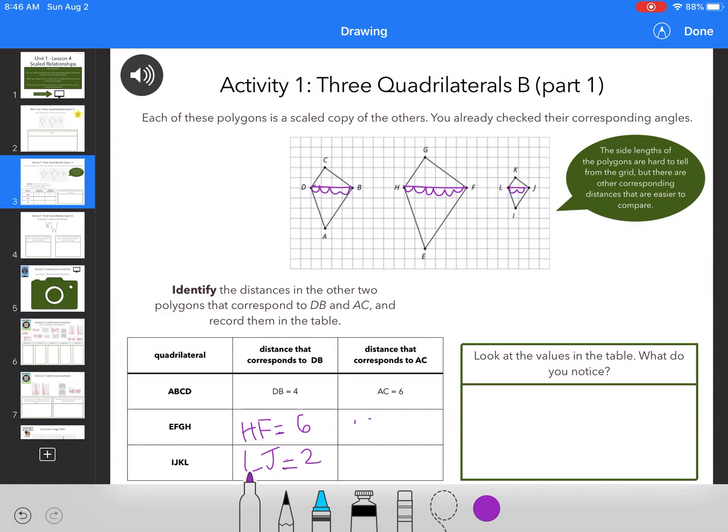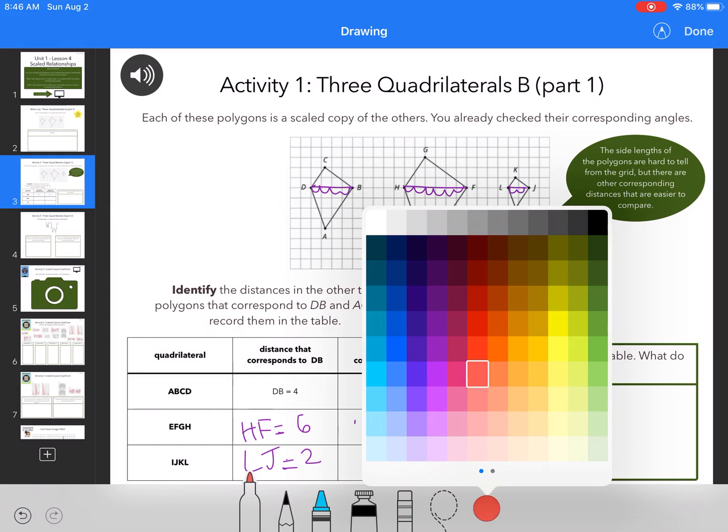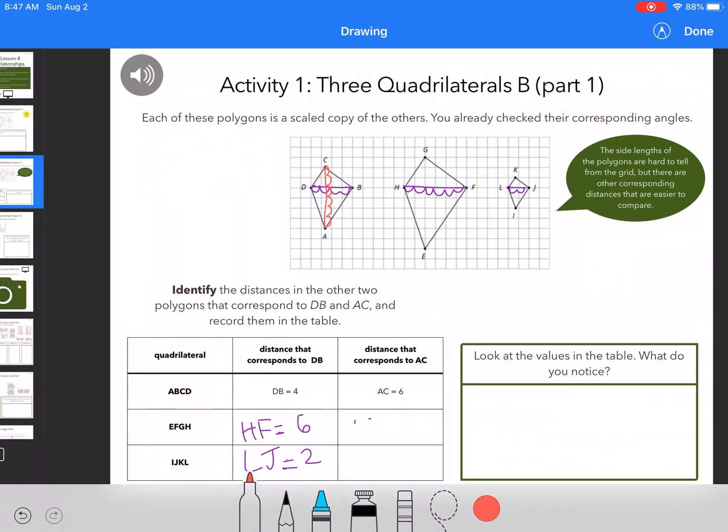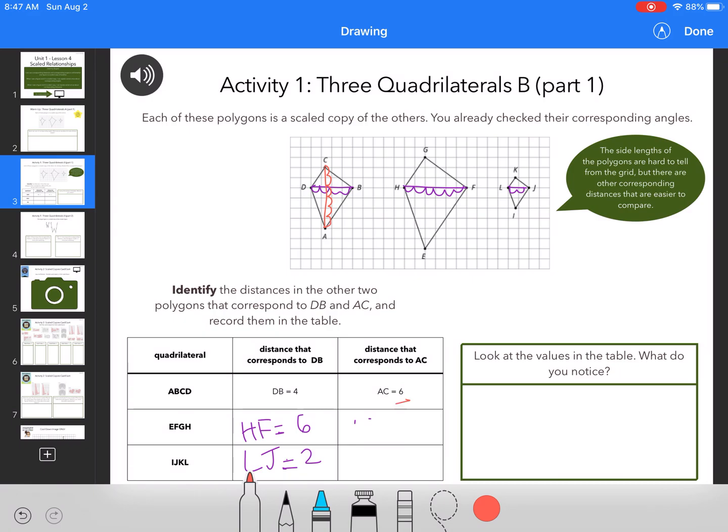Now they're going to ask me to find AC. So I'm going to switch colors. So AC goes from, and while it's in the center of a box, when I'm counting vertically, I'm not counting diagonally through boxes. It's 1, 2, 3, 4, 5, 6. So that's how they get 6 there.